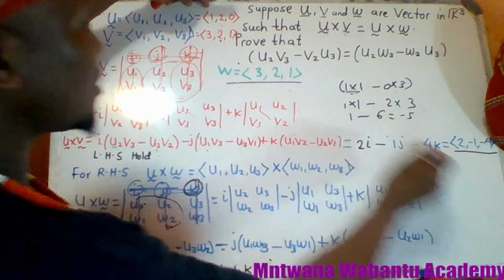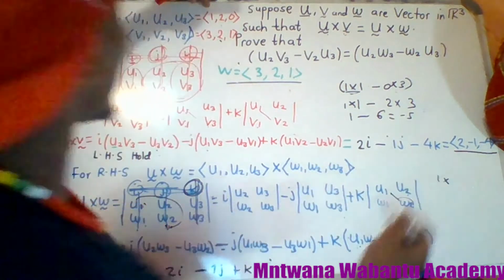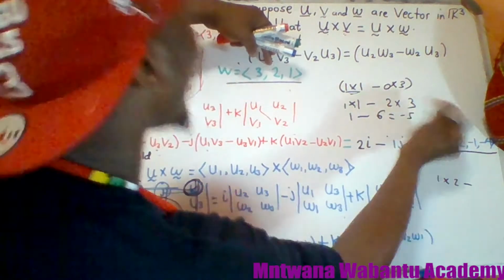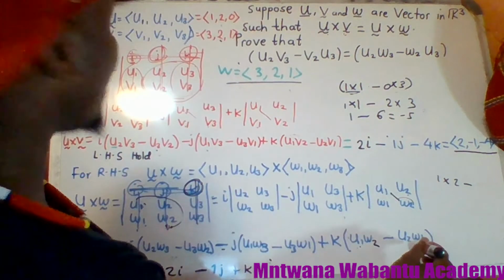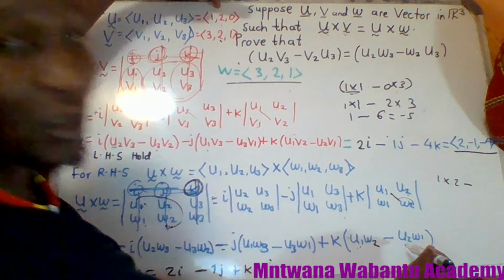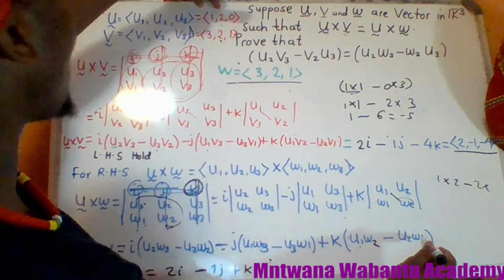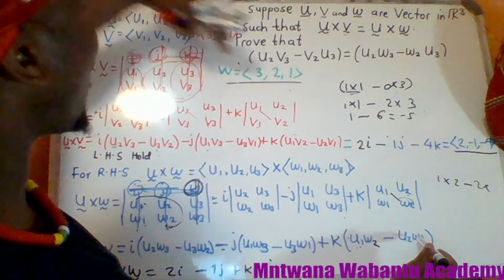U1 equal to 1 times W2. What is W2? W2 equal to 2 minus 6. So I'm saying which is going to be U2. What is U2? U2 equal to 2 times W1. What is W1? W1 equal to 3, which is equal to negative 4.